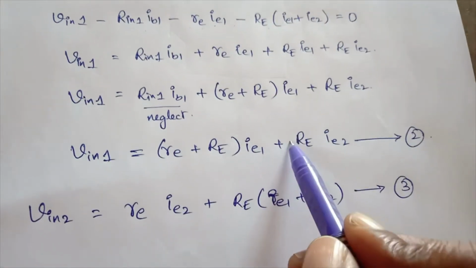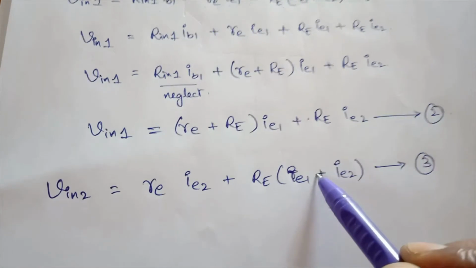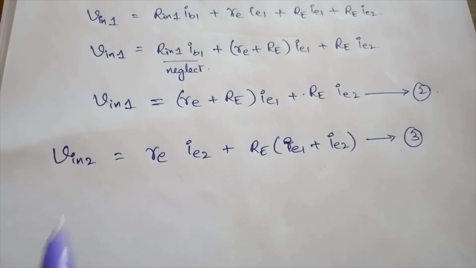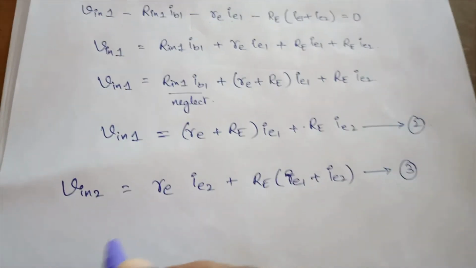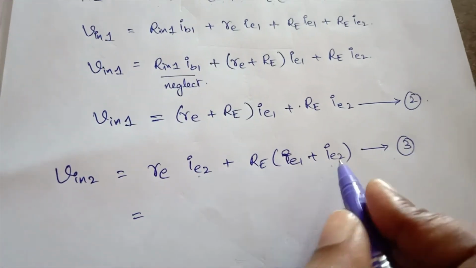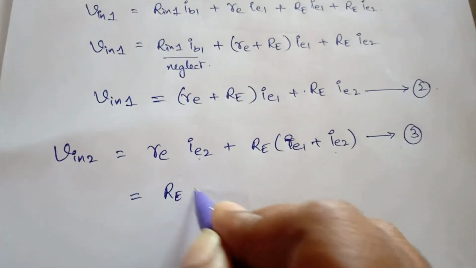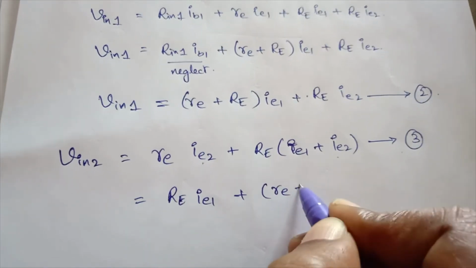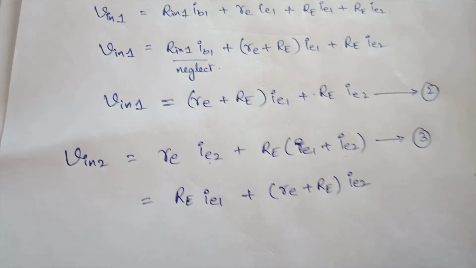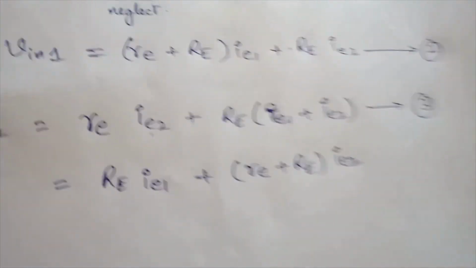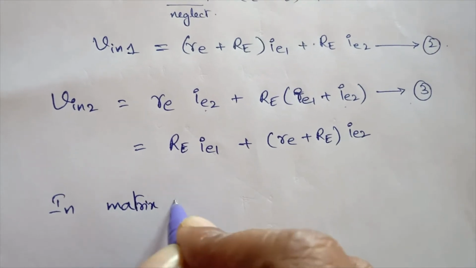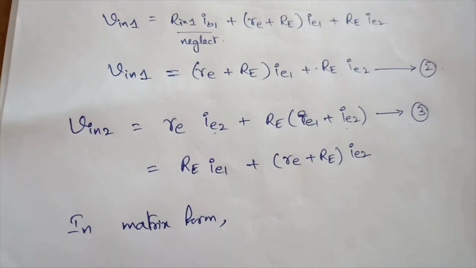So if you understand this equation, it is very easy to write the equation for Vin2. So from 2 and 3, write these two equations in matrix form. Then what is the expression we are getting? So this third equation I have rewritten as, take IE2 common here, then this equation becomes capital Re IE1 plus (small re plus capital Re) into IE2. So this is equation number 3. So write it in matrix form. So how can you get the voltages?